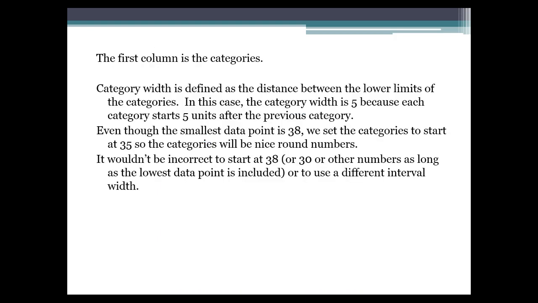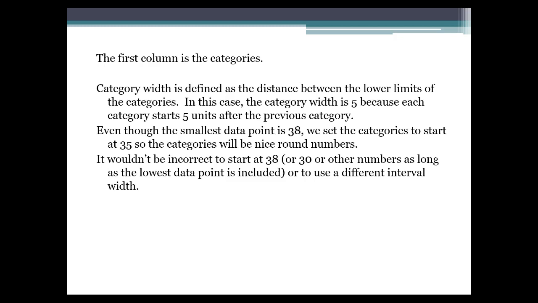So that's all, this is just exposition on that. You can pause and read it if you want. Let me say that I didn't start the categories at 38, even though 38 was the smallest data point. You could start them at 38, but the reason I wanted to start at 35 is because I like to work with round numbers. So in general, it's okay to start wherever, but because I'm telling you to start at 35, I would expect you to start at 35 or lose some points.